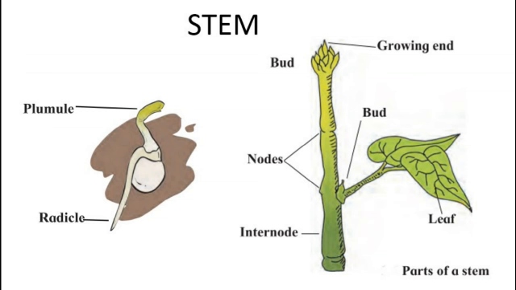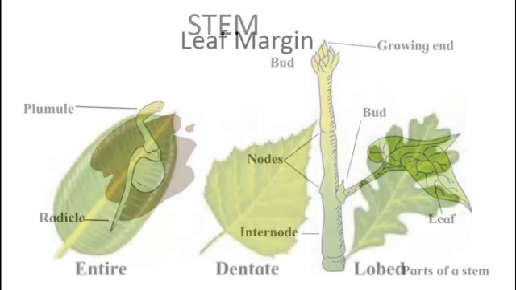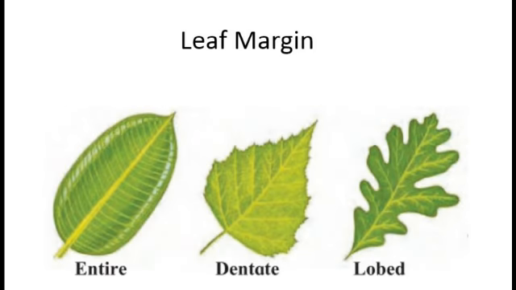Now we will talk about another part of a plant, that is the leaf. Leaves grow from the nodes on the stem. Leaves are generally thin, flat and green in color. The broad spread out part of the leaf is called the leaf blade or lamina, and its edge is called the leaf margin. Leaf margins may be entire, dentate or lobed.